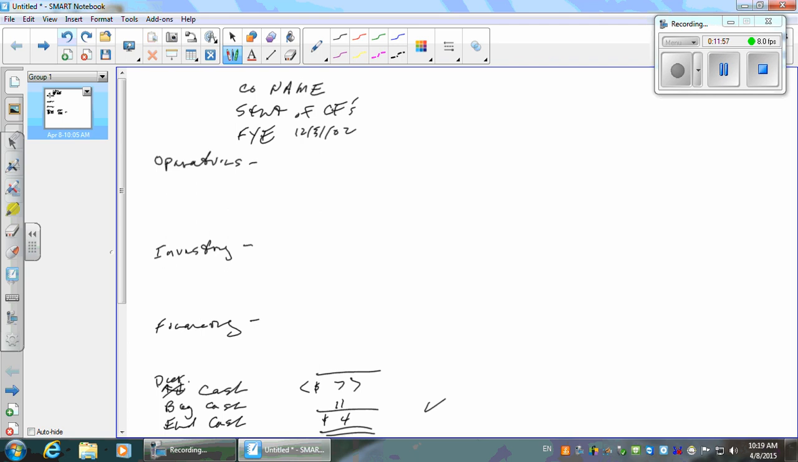So here's the trick. Listen to this real carefully. I am going to write down the change in every balance sheet account except for the change in cash on this statement, because I already wrote down the change in cash. Got it? So take your problem and put a check mark next to cash. We wrote down the change in cash once. We are not going to do it again.